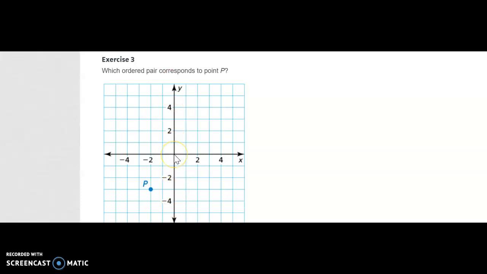So we're looking at 0 right here, and we have to go to our x first. So we have to go 1, 2, and we land on what number is that? Negative 2. Then we do our y, and we go all the way down here. Well, it's not quite to the negative 4, and it's past the negative 2, so we go 2, 3. So it's negative 2 and negative 3.